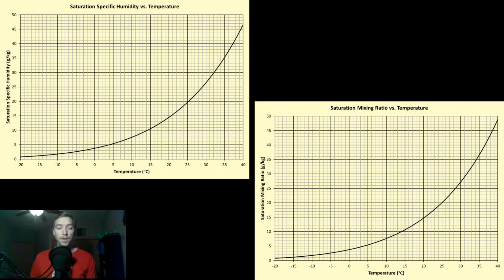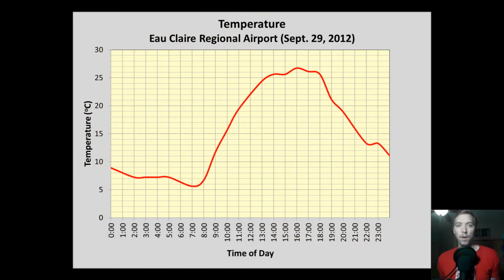And here we can just look at the two graphs that we use to determine saturation specific humidity versus temperature and saturation mixing ratio versus temperature. So we can look at this graph here. This is a graph of air temperature at the Eau Claire Regional Airport from September 29th of 2012, going from midnight to midnight of that day in degrees Celsius. So we can see just after sunrise, we see that rapid rise in air temperature as the solar insolation is heating the surface and heating these lower parcels of air.